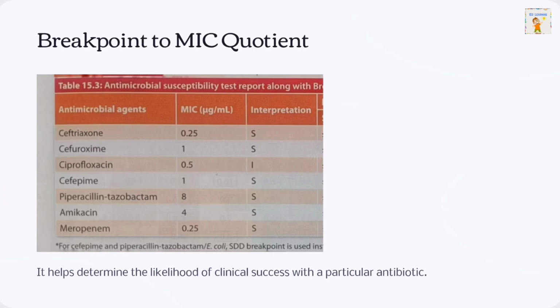This is an example. If you see, the organism is sensitive to almost everything in this table except for ciprofloxacin, which is intermediate. If we look at the MICs, it is 0.25 for ceftriaxone and 0.25 for meropenem. So we can say that ceftriaxone and meropenem are likely to work because the MIC is lowest. However, we don't know the breakpoints, so we cannot take a decision just based on this information to say whether one antibiotic is superior to the other.